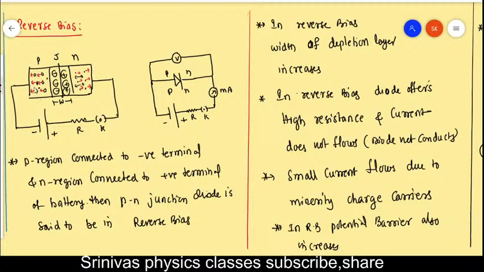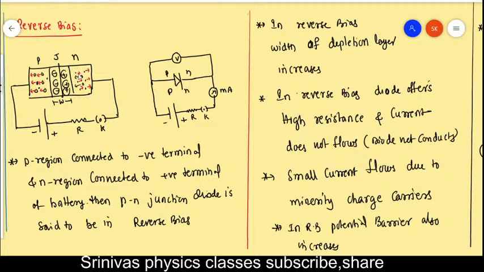The holes are the majority charge carriers in the P region. They will be attracted by the negative terminal. Electrons are the majority charge carriers in the N region. They are attracted by the positive terminal, because electrons are negatively charged. The positive terminal attracts the electrons this side, and the holes are attracted this side. The holes are positive charge, so they go towards the negative terminal, and electrons go this side.